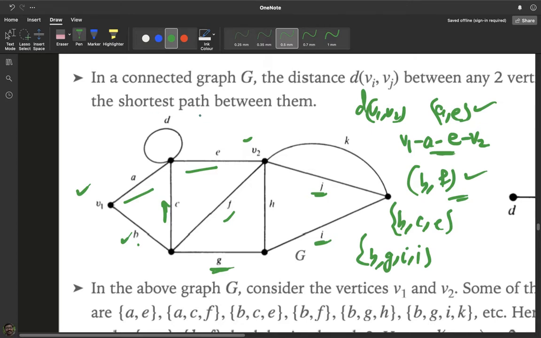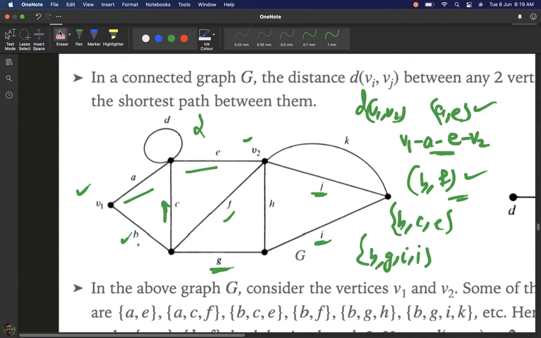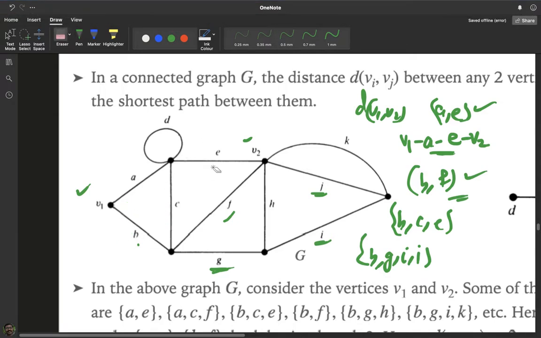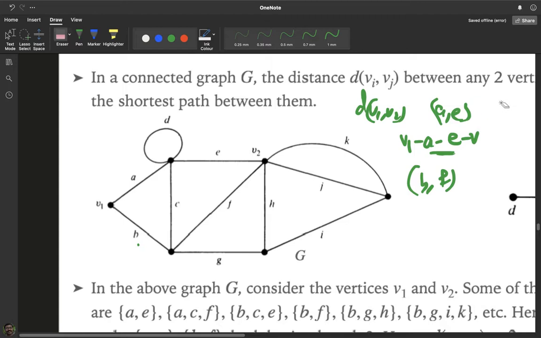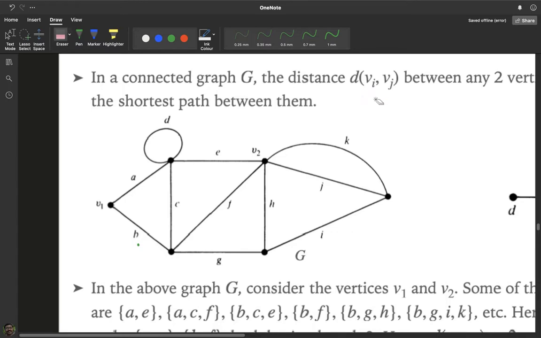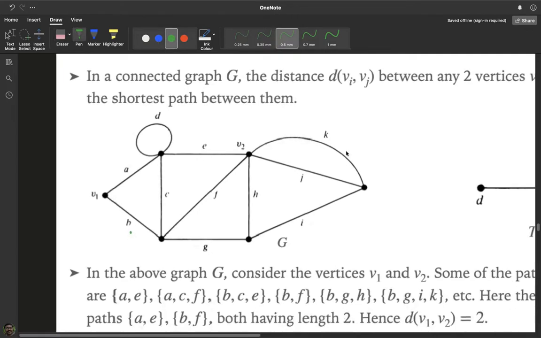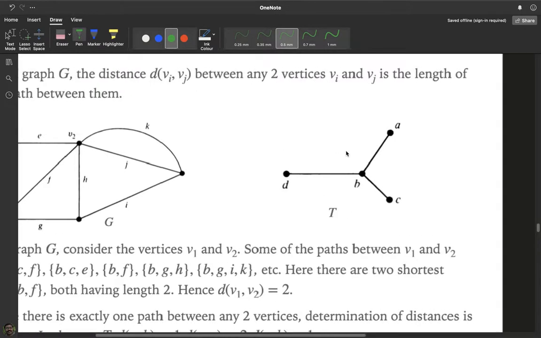So I hope it is clear what we mean by distance between any two vertices. It is basically the shortest path between any two vertices. Okay, the determination of distance is actually easier in the case of a tree, because in other graphs, like in this graph, you had many paths and you have to enumerate those paths and then find the minimum distance. But in a tree you know that there exists exactly one path between two vertices. So the determination of the distance is very easy in the case of a tree, because only one path will exist between any two vertices. The length of that path will be the distance.